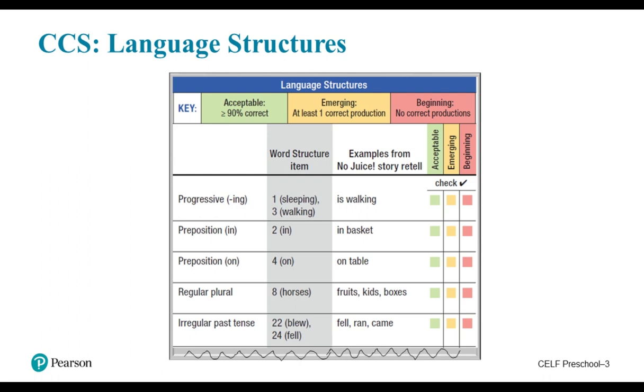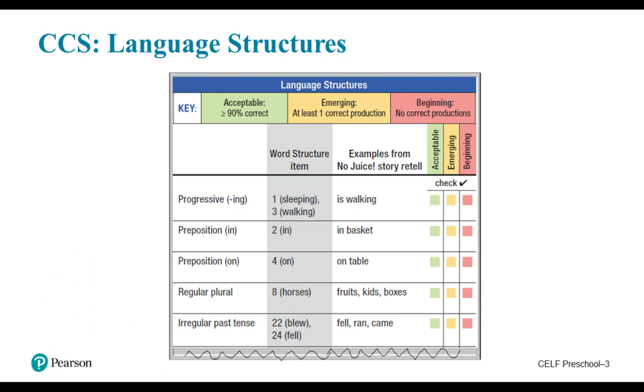You'll see at the top that the key for the check boxes on the right is that beginning, you didn't observe any correct productions. Emerging, you saw at least one correct production of the language structure, and acceptable would be more than 90% correct out of the productions that you heard from the child.